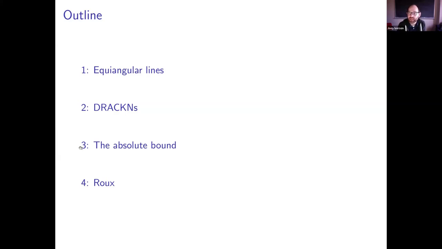And this is where I'll really explain why DRACKNs can't reach this absolute bound. And then after that, I'll talk about this generalization we introduced called ρ. And I'll talk about there's sort of hope, I would say, that ρ could reach the absolute bound sometimes. Okay, so let's talk about equiangular lines.